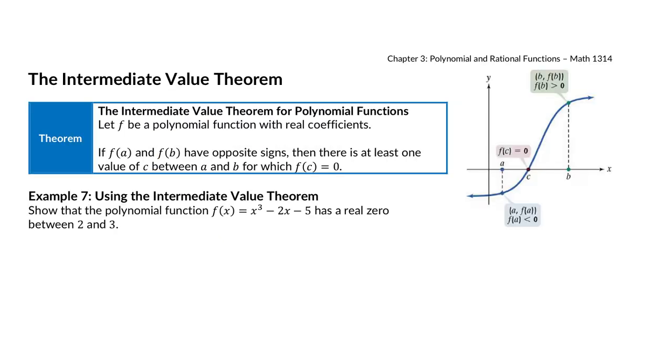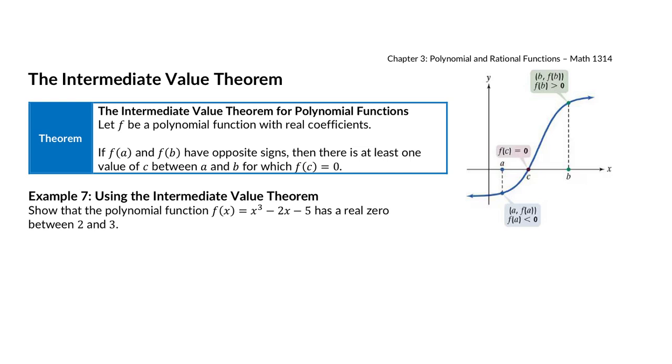Sounds really complicated and uses complicated notation, but it's really kind of like a, oh, well, duh, that makes sense. The intermediate value theorem says that if f of a and f of b have opposite signs, then there is at least one value c between a and b for which f of c is equal to 0. Listen, this is a textbook definition for something that's not very complicated.